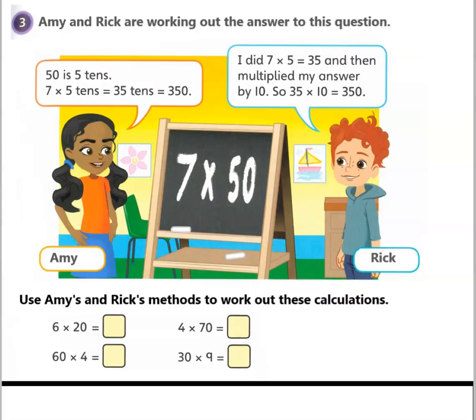Okay, let's look at this problem. Amy and Rick are working out the answer to this question. So Amy says, 50 is 5 tens. Well, we agree with that, don't we? 7 times 5 tens equals 35 tens. That's basically what we've been doing. 35 tens. So 35 tens is 350. You can put that onto a place value grid and you'll see that easily.